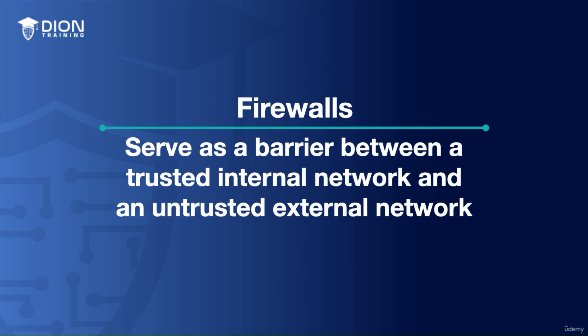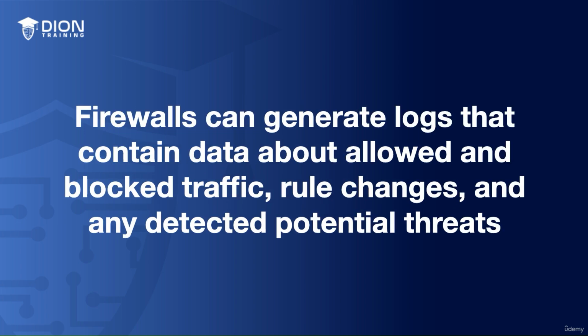Now, firewalls serve as a barrier between a trusted internal network and an untrusted external network. Firewalls are going to be used to filter incoming and outgoing network traffic based upon predetermined sets of security rules, which we call access control lists, or ACLs. Firewalls can generate logs that contain data about allowed and blocked traffic, rule changes, and any detected potential threats. By sending our firewall data to our SIEM, our organization can monitor its network perimeter security and identify any potential intrusion attempts because we can use this as part of our overall security posture.